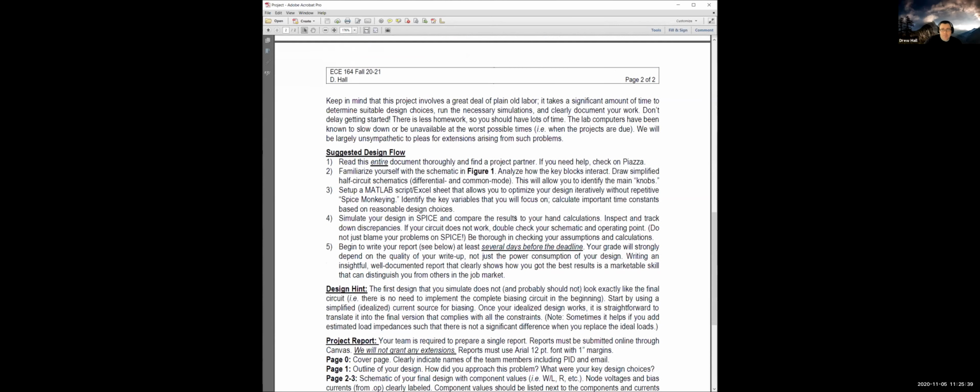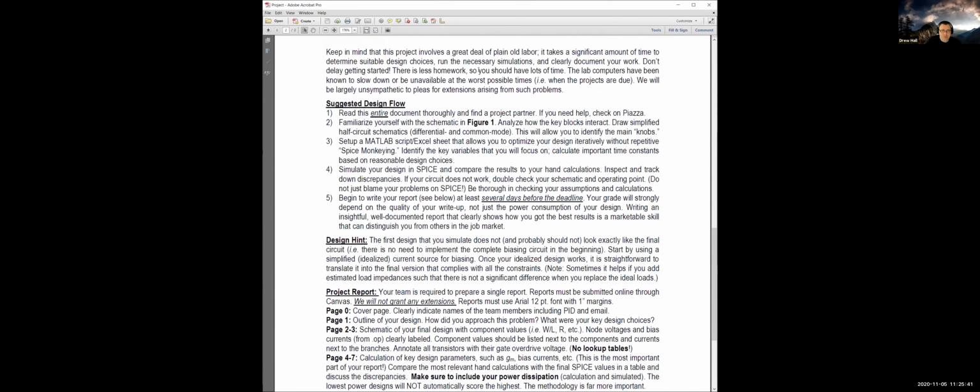All right, so I'll say this again, this project is just a lot of time and effort to make good design choices. You have to analyze the circuit, you have to understand the trade-offs, you have to set up the simulations, and then you have to document your work and explain to us why you made those choices. So my recommendation here is do not wait to get started. There are definitely parts of the circuit that even today you could get started on.